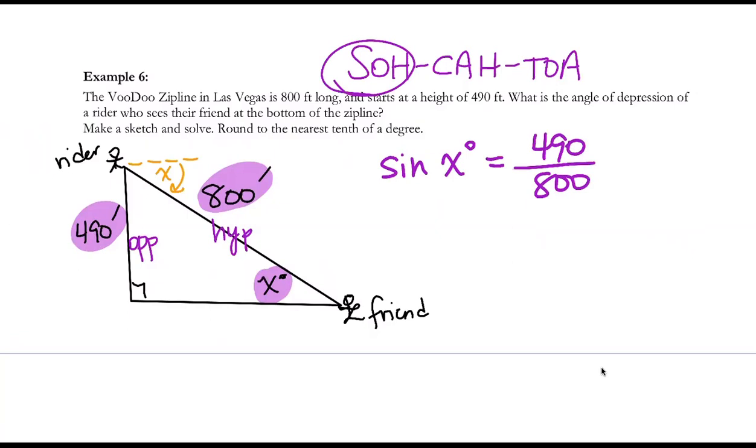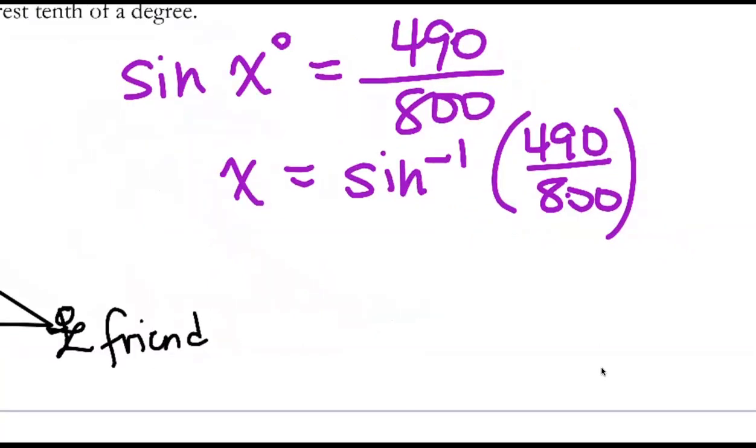So what will we type in the calculator? We're going to type in inverse sine of, and you really could do 49 over 80. 490 divided by 800, and we're doing the inverse sine of that angle. Rounding to the nearest tenth, 37.77 would become 37.8 degrees.